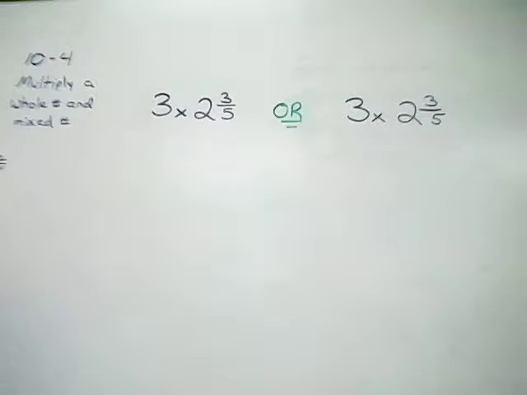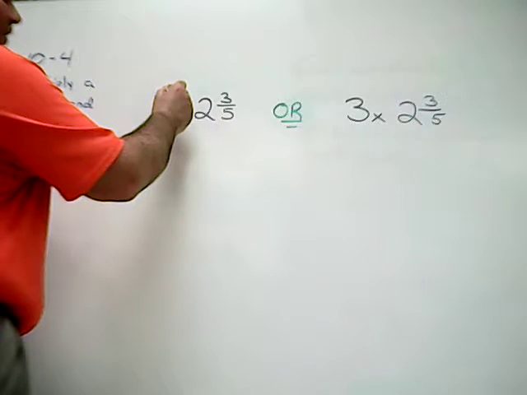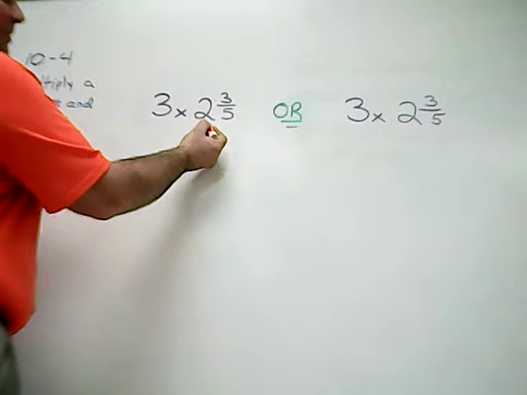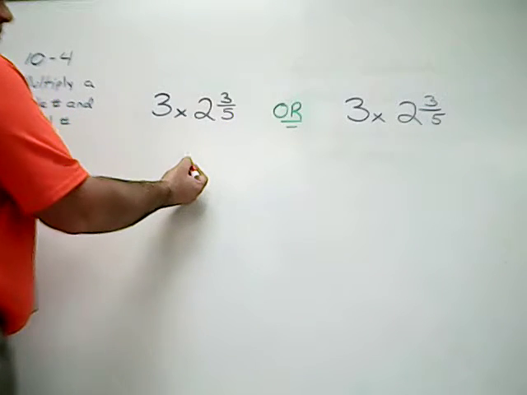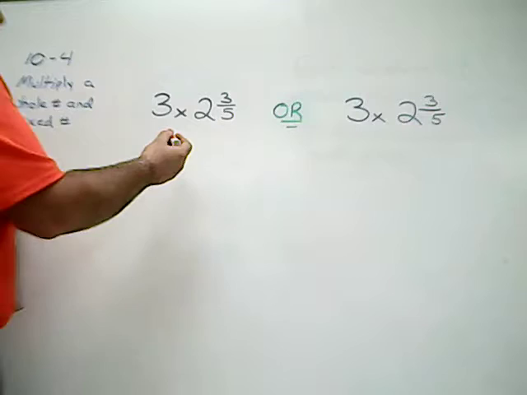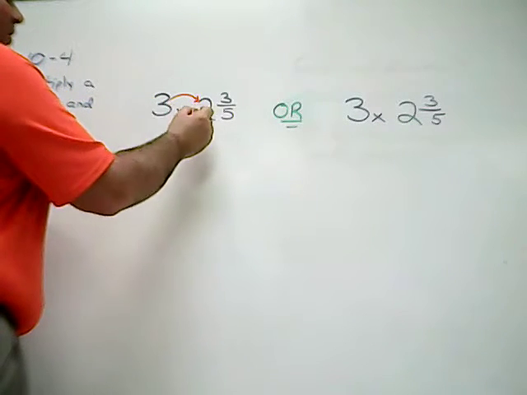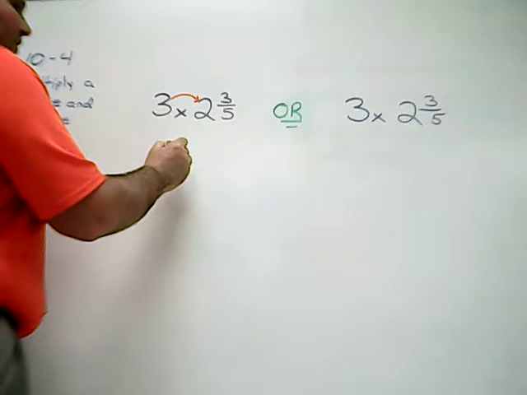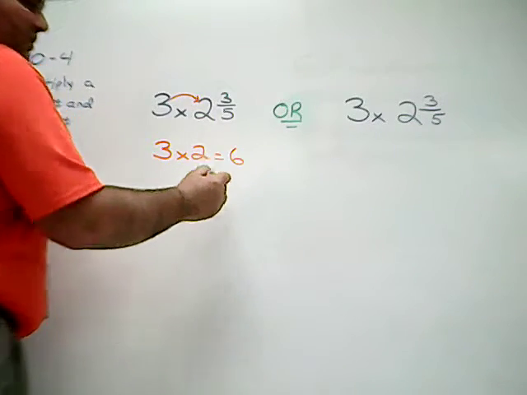The first strategy I'm going to show you is using the distributive property. Now what I'm going to do is multiply my whole number 3 and basically break up my 2 and 3/5 into the whole number 2 and the 3/5 fraction. Let me show you. My first step, I'm going to do my whole numbers multiplied together. 3 times 2, and I'll get a product of 6.